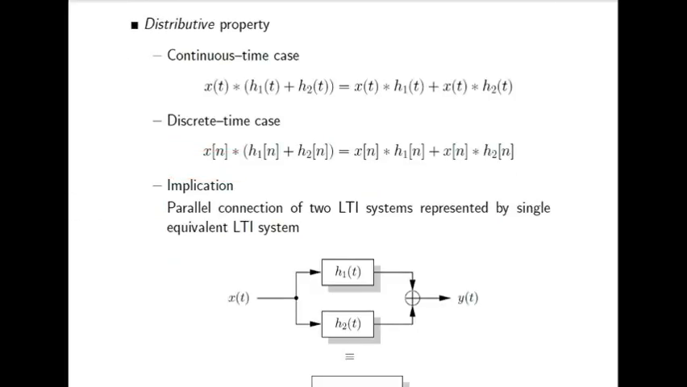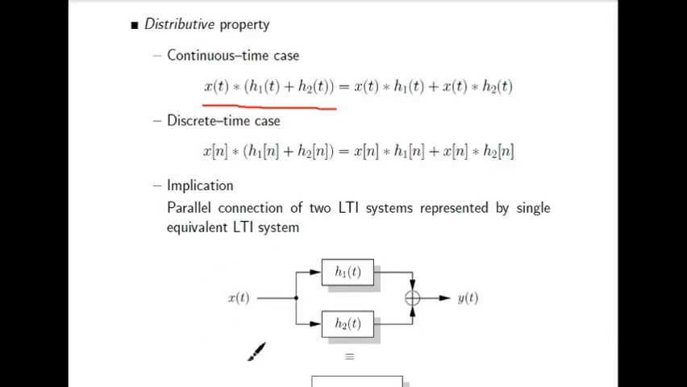In the continuous time case, if I convolve h1(t) plus h2(t) with x(t), then I can also calculate that individually: x(t) with h1(t) plus x(t) with h2(t). Similarly, you can do that for the discrete time case. So what does it imply? It represents a parallel connection of two LTI systems represented by a single equivalent LTI system.